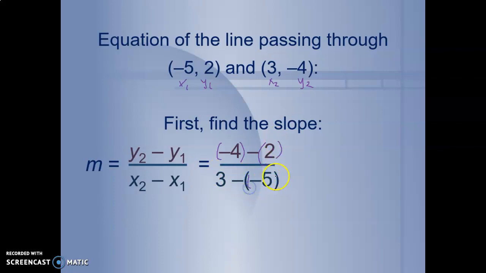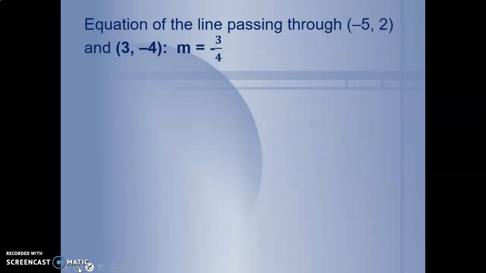You can see they did use parentheses here. That just helps make sure we're putting our negative signs where we're supposed to put our negative signs. When we simplify that, we get negative 6 over 8, which can be reduced, since both of those have 2 as a factor, to negative 3 over 4. All right, now that we know our slope, we're going to use one of these points. It doesn't matter which one, but one of these points, and plug it into our point slope formula.